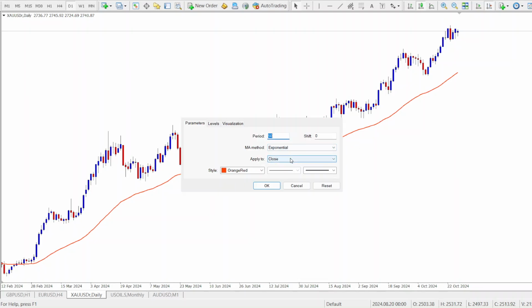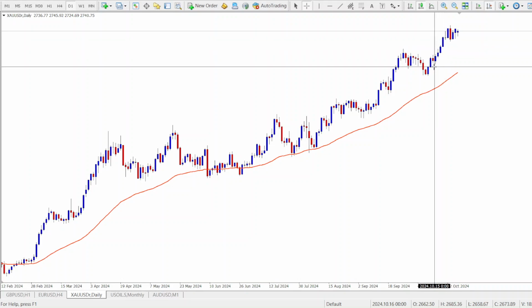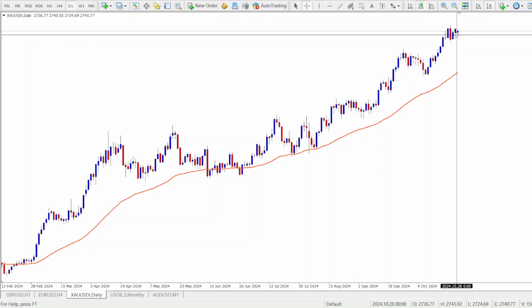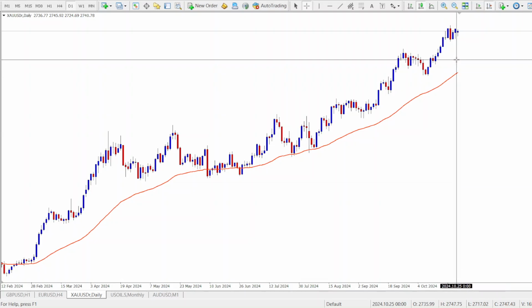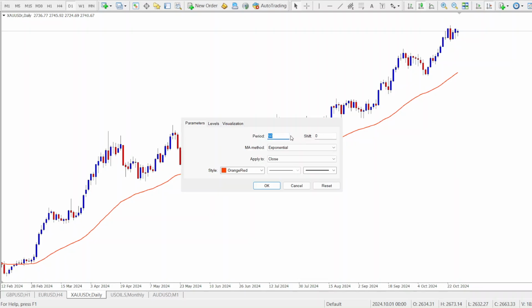Now, this place represents what parameter you want to use in finding the average price. If I select apply to close, it means it is the close price of each candle that will be used to find the average. If you look down here, you will see the close price. The close price is about 2740.77. This is about 2747.43. So like that, the moving average calculates the close prices for 20 days if it is period 20, or for 50 days if it is period 50, and it finds the average.